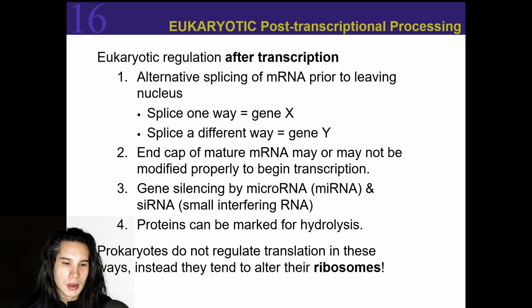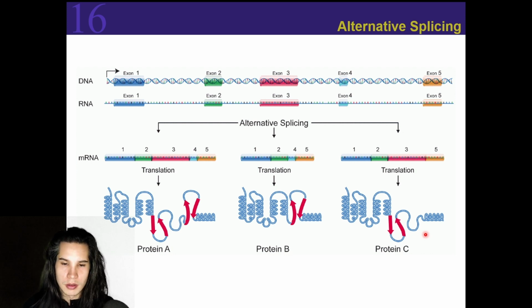So generally, prokaryotes are not going to regulate transcription in these ways. Typically, they'll tend to alter their ribosomes to either turn off or turn on translation. Okay, so here we have the alternative splicing that we're going to see in eukaryotes.